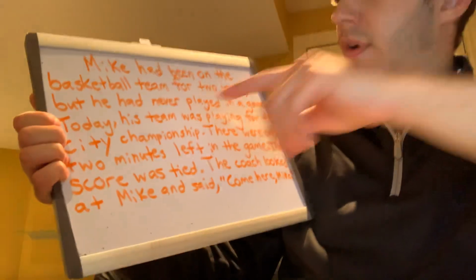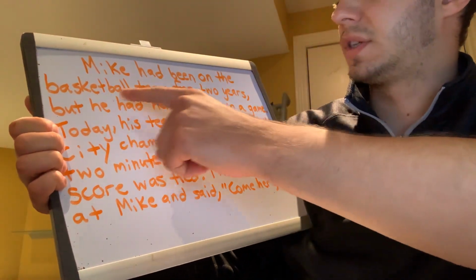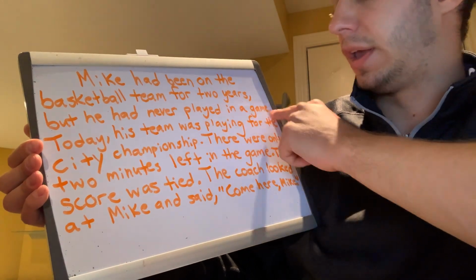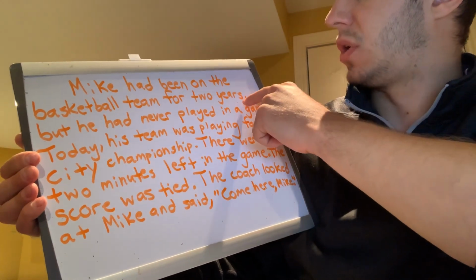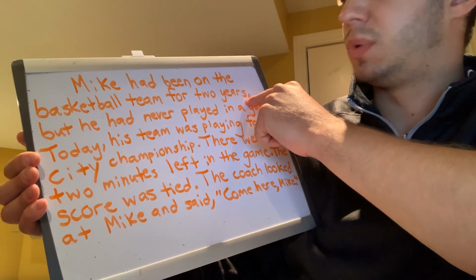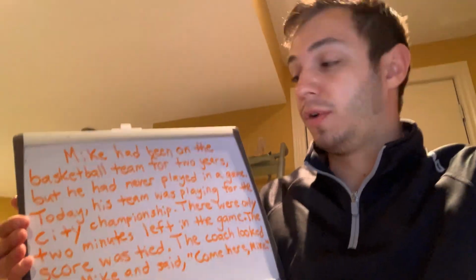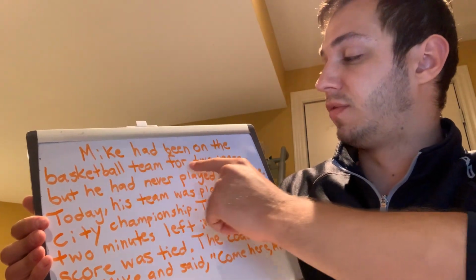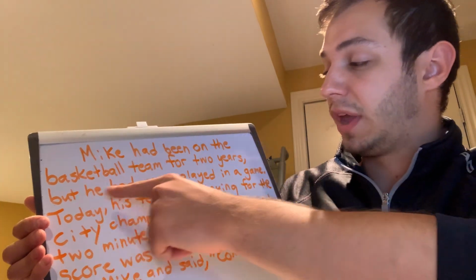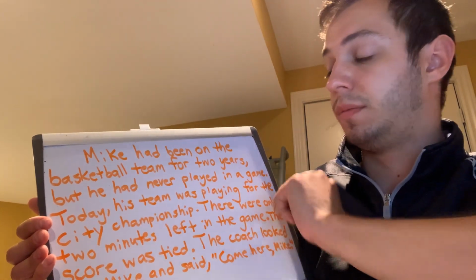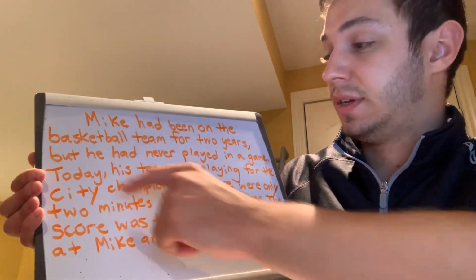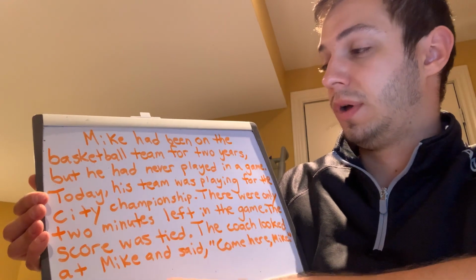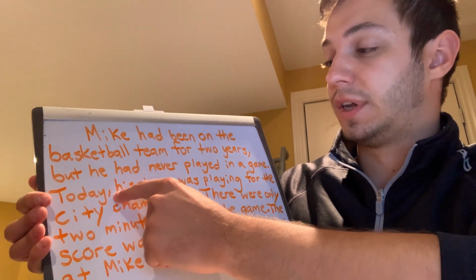All right, so we have Mike had been on the basketball team for 2 years, but he had never played in a game. Right, so we put this comma before the word but because we have to remember that each time before the word but, we need to have our comma, right? So our sentence is, Mike had been on the basketball team for 2 years, comma, but he had never played in a game. Our next sentence says, today, his team was playing for the city championship, right? And we have a comma after the word today, right?